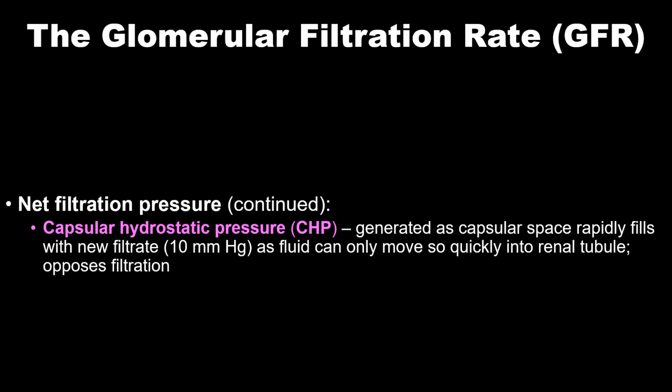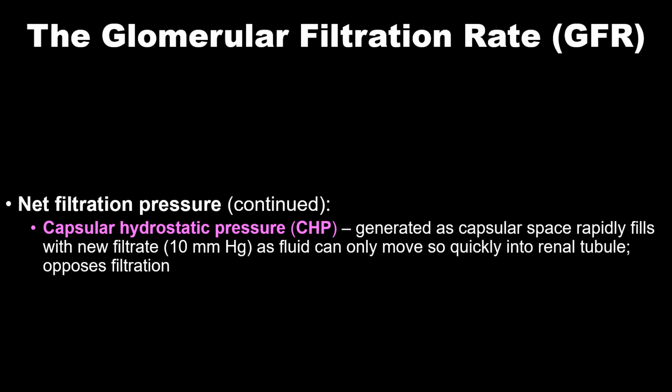Now, you also have capsular hydrostatic pressure. So think of this like emptying a kitchen sink with the faucet turned on. The fluid in the capsular space is draining into the renal tubule as fast as it can, but it's a set rate. This rapidly accumulating filtrate inside the capsular space will build up a pressure of its own called capsular hydrostatic pressure, CHP, and it's about 10 millimeters of mercury of pressure. And it's going to try to push water back into the glomerular capillaries. So the CHP and the GCOP are going to oppose filtration into the capsular space.